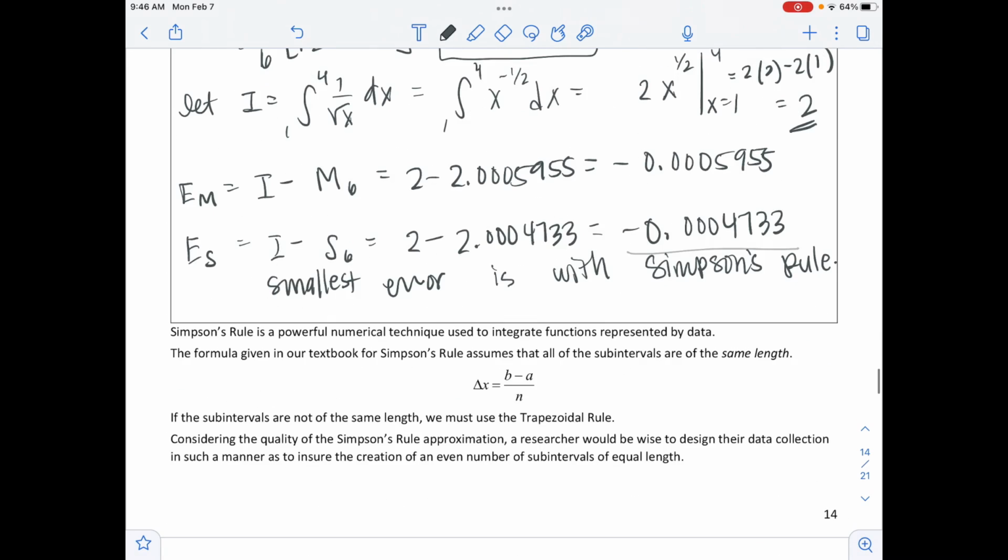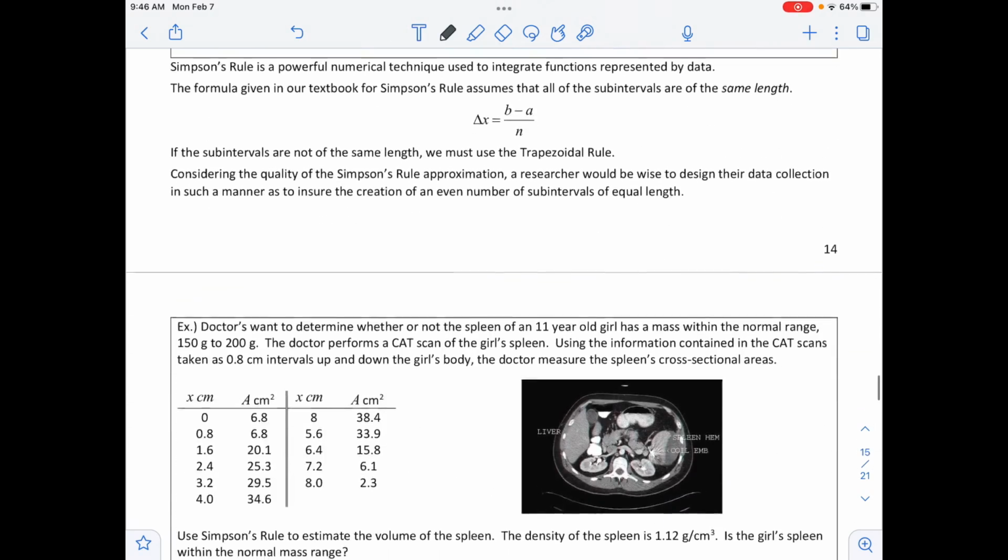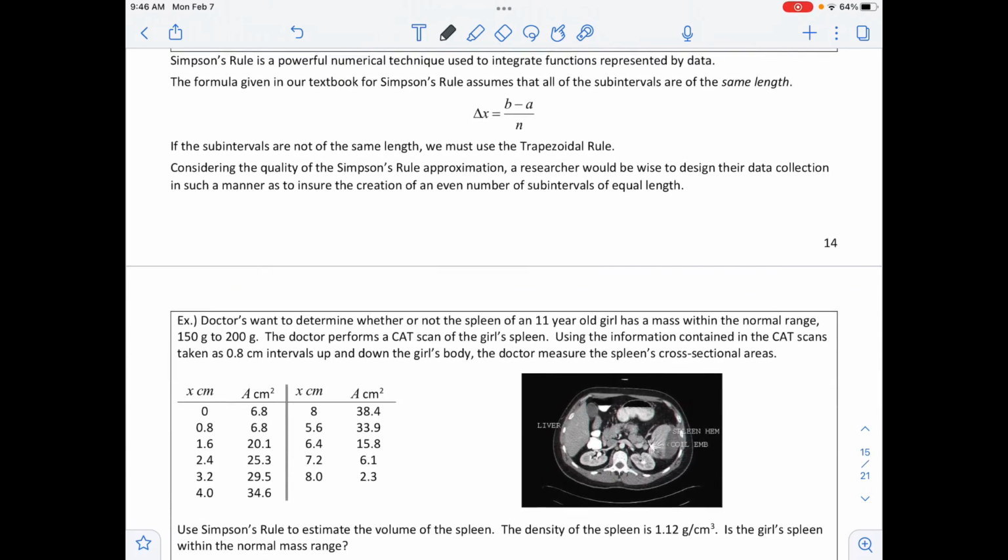So right below this, it says Simpson's rule is a powerful numerical technique used to integrate functions represented by data. The formula given in our textbook for Simpson's rule assumes that all the subintervals are of the same length. That was delta x equal to b minus a over n. If the subintervals are not of the same length, we must use the trapezoidal rule. Considering the quality of the Simpson's rule approximation, a researcher would be wise to design their data collection in such a manner as to ensure the creation of an even number of subintervals of equal width. And that's because Simpson's rule gives such a better approximation.